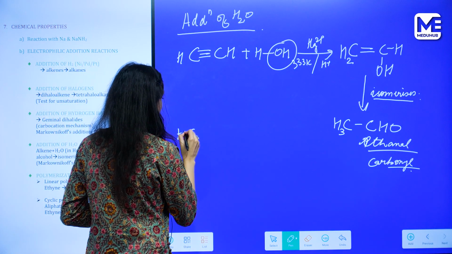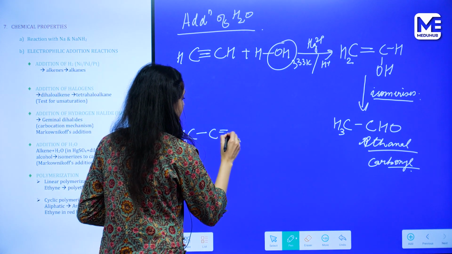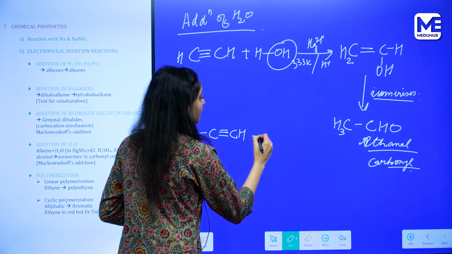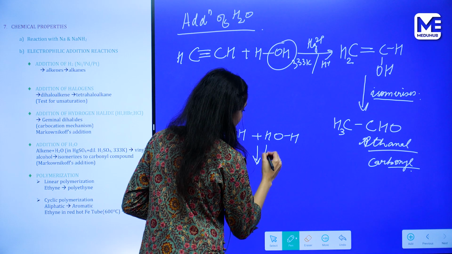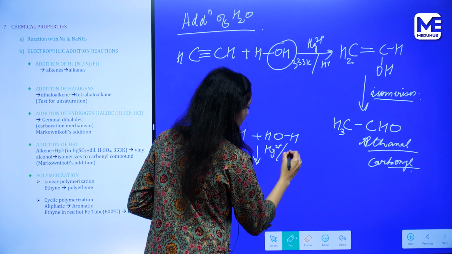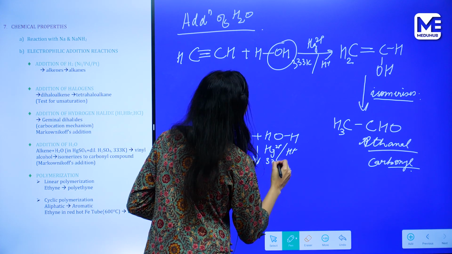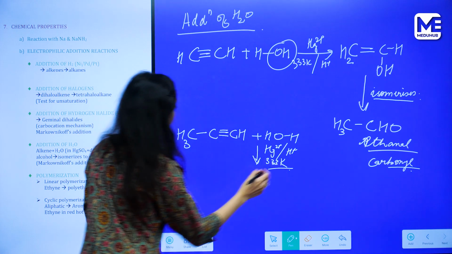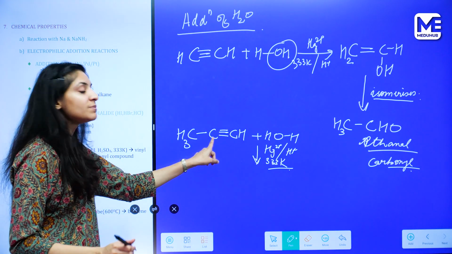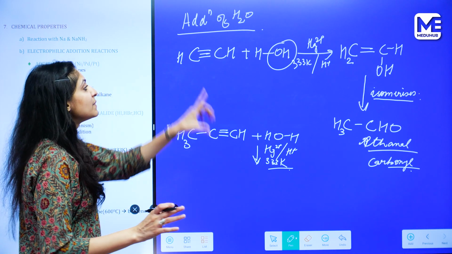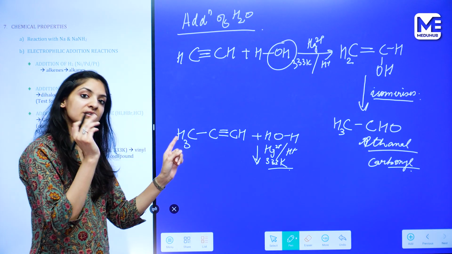If we have another one, let's say propyne, it adds on water in the presence of mercuric sulfate, Hg2 plus, H plus, 333 Kelvin. OH will get attached to the carbon having less number of hydrogens because it's a Markovnikov addition. The mechanism is the same as we have discussed earlier.